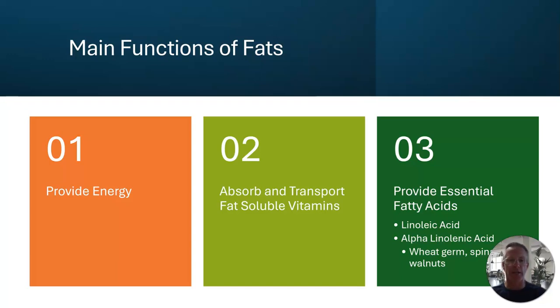Hey all, in this section we're continuing our talk about fats, and here we are going to discuss the main functions of fats. We know fats are one of the three macronutrient groups accompanied by protein and carbohydrates. So of the main functions, number one, they provide energy. Number two, they absorb and transport fat-soluble vitamins. And number three, they help provide essential fatty acids.